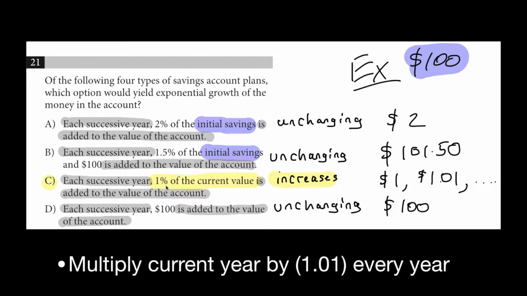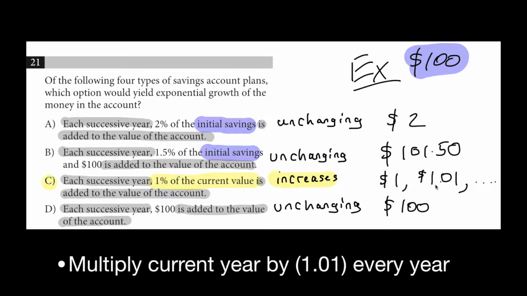The only one that changes the amount that you add from year to year is this, 1% of the current value. So here, 1% of $100 is $1. And so then after a full year, you've got $101. Then you take 1% of that, and you get a little bit more, $1.01. First year, they gave you an interest of $1. The next year, you got an interest of $1.01.